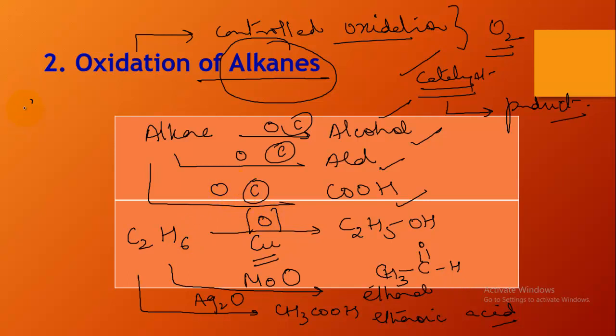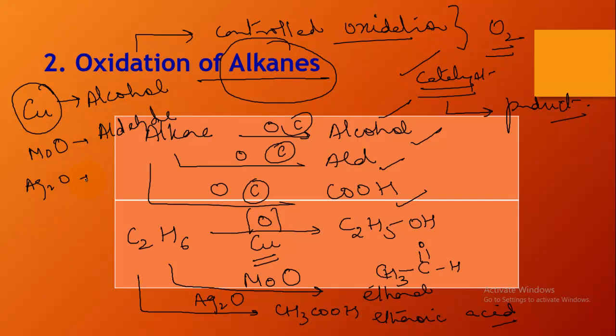So you need to remember that if we are using copper, we get alkane converted into alcohol on oxidation. If you are using molybdenum oxide, it transforms into aldehyde. And if we are using silver oxide, it transforms into carboxylic acid. And the carbon atom remains same. If you are starting with a certain word root of alkane, the same word root compound is formed on the right hand side. There is just a difference of group, or you can say it transforms into a different compound, but the number of carbon atoms remains same.